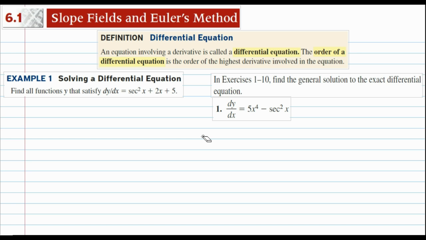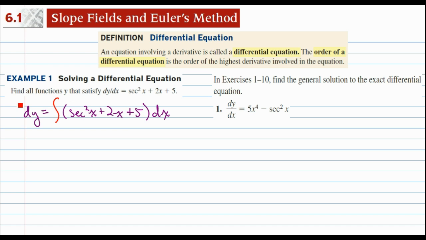So example 1, we're going to solve this differential equation. This is actually nothing new so far. We have dy dx that is given to us, and that is secant squared x plus 2x plus 5. So if I multiply both sides by the dx and get the differential dy, I can take the antiderivative of both sides. The antiderivative of dy is y, and then I can kind of distribute the antiderivative across a plus sign, because remember the integral sign stands for a sum, so I can do that independently throughout this sum. The antiderivative of secant squared is tangent of x.